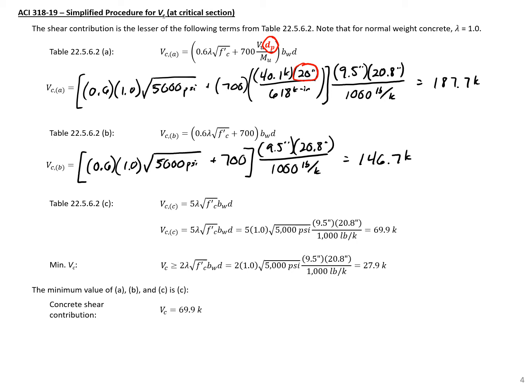So we can plug our values into our C equation, which I gave to you already, and find a value here of 69.9 kips. We need to take the minimum of these 3 values, so 187.7, 146.7, and 69.9. We can see the 69.9 is our minimum, so that'll be our controlling value. And we need to check that that value is greater than or equal to 2 times the square root of f prime c bwd, or 27.9. So it is, so our minimum value and our V sub C is going to be 69.9 kips.